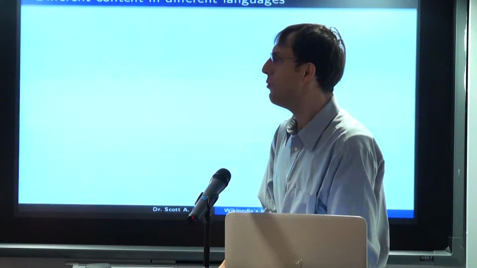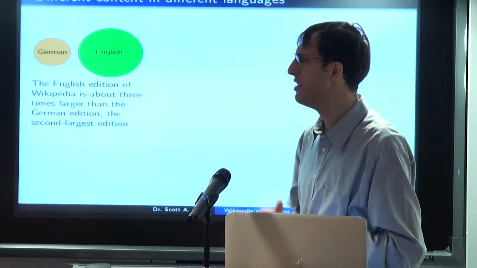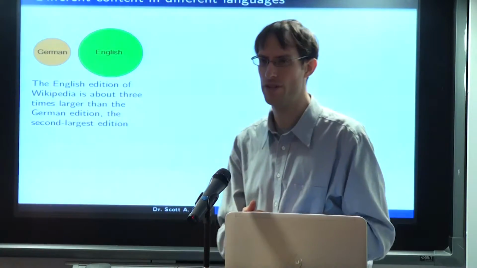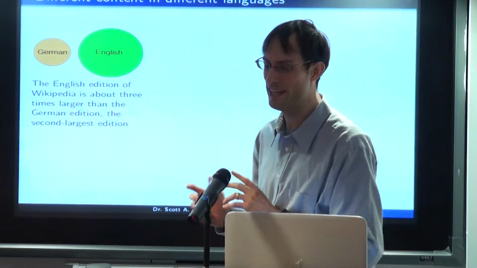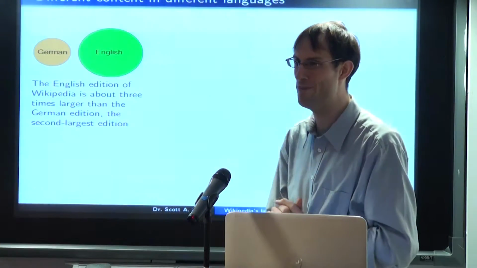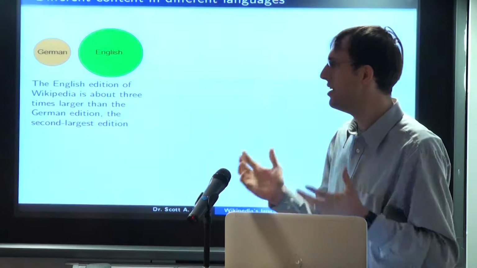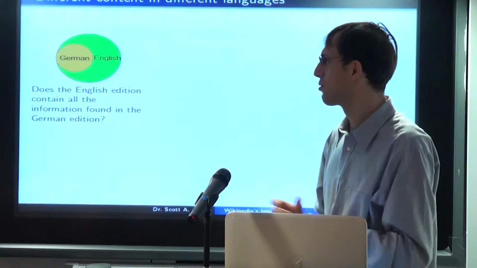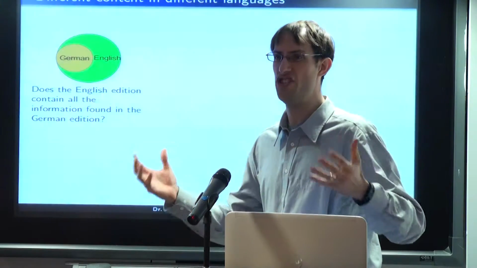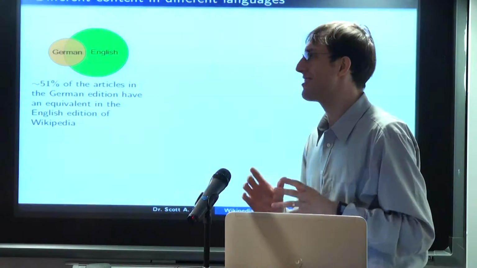Now, when we think about the different language editions, many people know that English is indeed the largest version. It's almost 3 times larger than the German edition. The Swedish edition may be the second largest edition, depending who you ask and whether you count bot-related edits and things like that. But compared to German, for instance, it's about 3 times larger. And you might think that, well, okay, English probably has all the articles in German and then just more, right? No. I mean, not close at all.